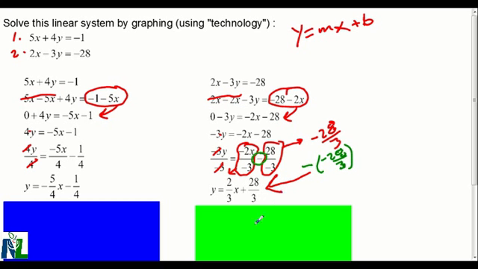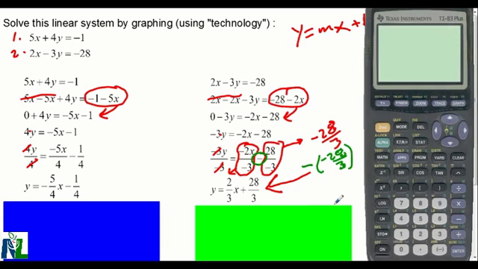So let's graph these using the graphing calculator. So I'll bring up the graphing calculator. You can follow my keystrokes. Turn it on. I'll go to y equals. So let's enter the first equation. Y equals negative 5 over 4x minus 1 over 4. I'm going to use a bracket here. I'm going to use the negative key next to the enter key. 5 divided by 4, x key, minus 1 divided by 4. So there's the first equation entered.